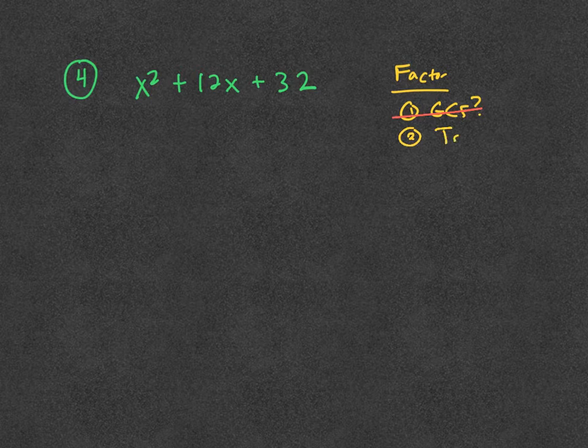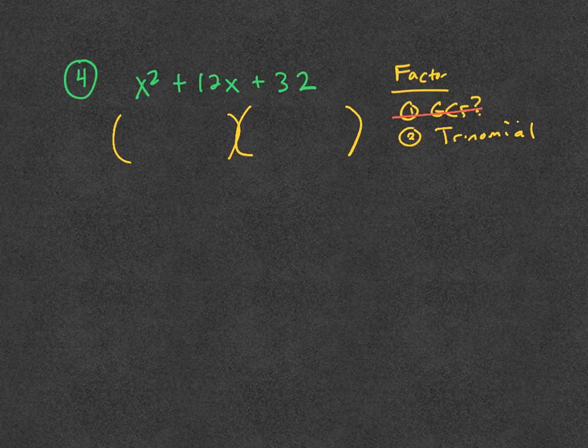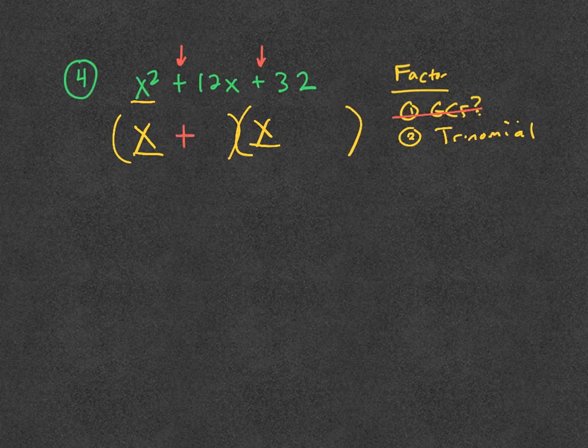Second, like I mentioned, it is a trinomial. And remember that you can factor trinomials into 2 parentheses. The first thing in both those parentheses has to multiply to be x squared. Also, if you've got plus and plus up there, you can go ahead and put a plus and plus in here. And the last 2 things have to multiply to be 32.